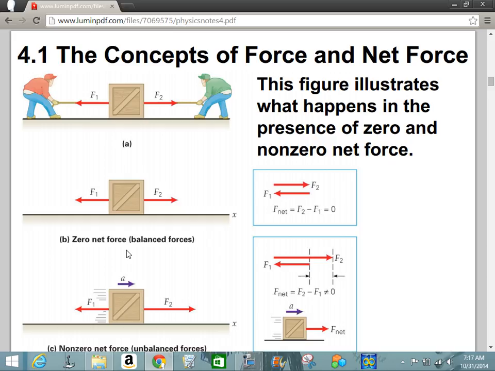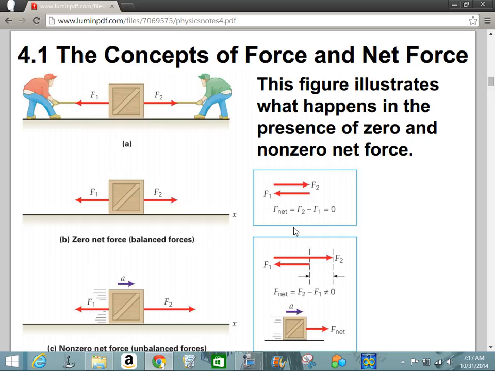But in part B, if the gentleman in the green pulls a little bit harder than the gentleman in the red, the object will obviously move this way. This would be a good time to point out that forces are vectors. Remember that a vector has a magnitude, which is the length of the vector, and a direction, which is the direction in which the vector is pointing.